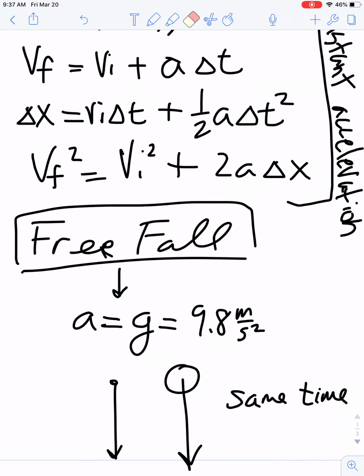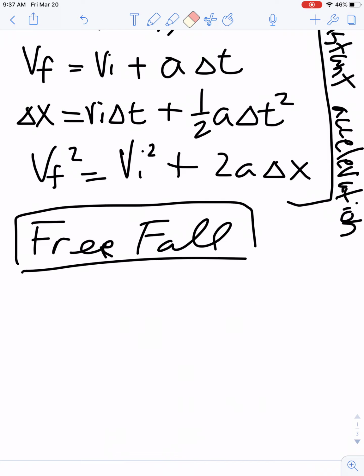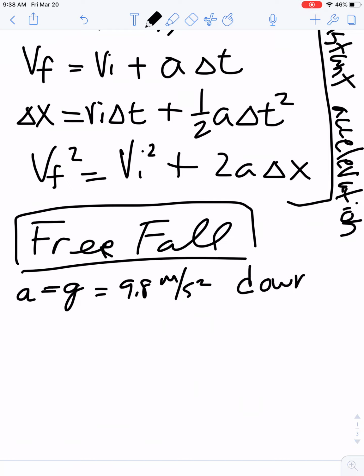Okay, so I'm going to erase a bit here, and hopefully that's not an issue for you guys, because you can rewind on videos, so that's nice. And what I want to do is just point out a few things. First is, of course, just a reminder, as we said, a is now lowercase g, which is 9.8 meters per second squared. And it's worth noting that this is always a downward value.